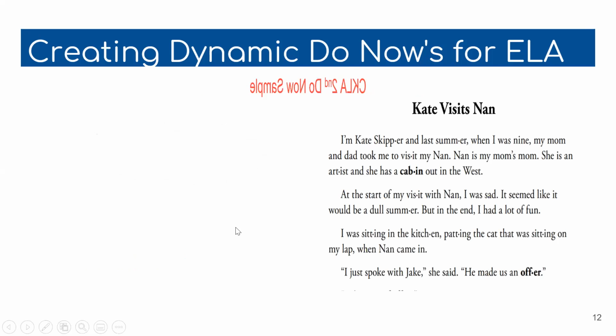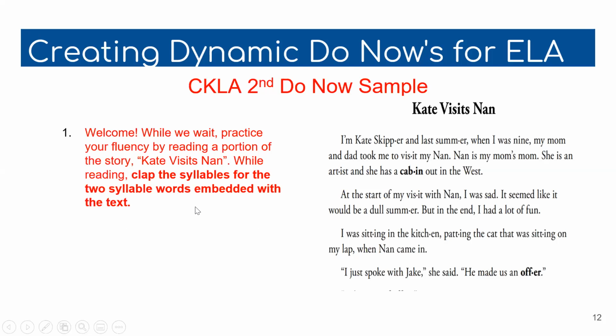Now, CKLA, second grade do now. We must keep in mind that second graders must read a page and a half of reading and answer questions. So we must present our second graders with more complex, rigorous texts that are longer, building stamina, not just an intermediate, but for second graders. Now, in this one, the directions would be, welcome, come on in. While we wait, practice your fluency by reading a portion of the story, Kate Visits Nan. And while reading, clap the syllables for the 2-syllable words embedded within text.